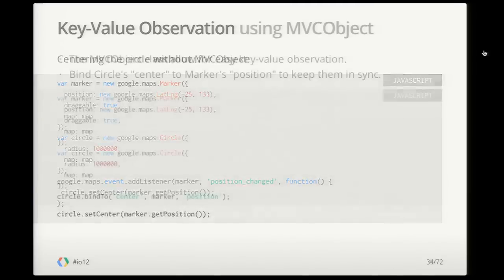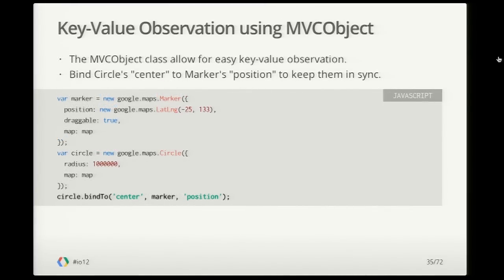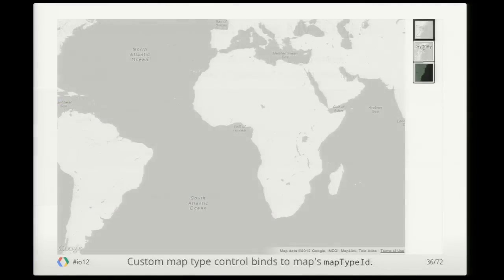So we have in the API something called MVC object, where MVC stands for Model View Controller, but it is more generally an object to help with key value observation. And the MVC object lets you set up two-way bindings between objects with one call. So here, the circle is binding its center property to the marker's position property. Anytime the marker's position changes, the circle's center will be that value, and vice versa. So both the marker and the circle can be changed, and the other will update. This is a fairly simple example, but here's something more complicated.